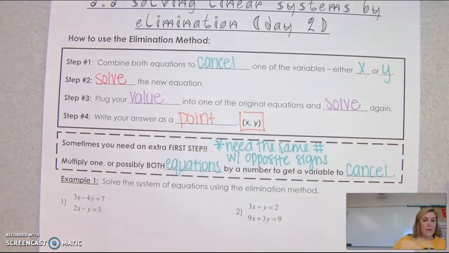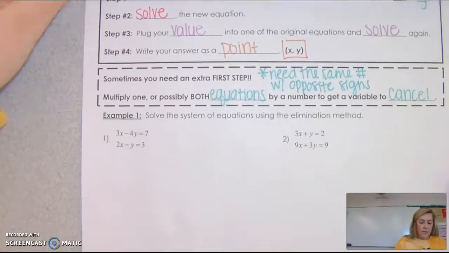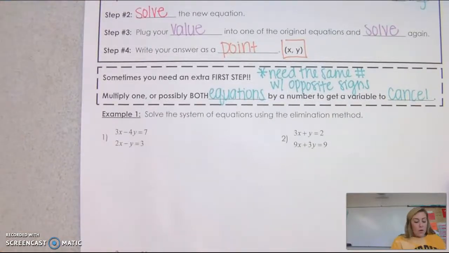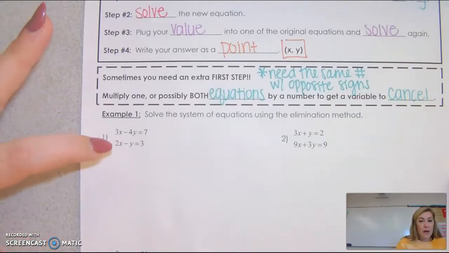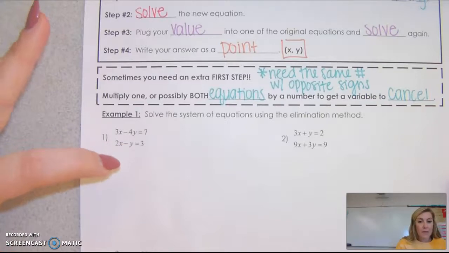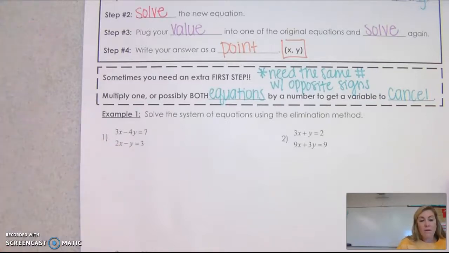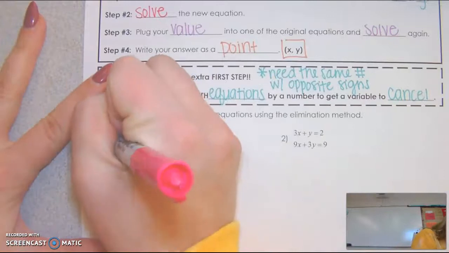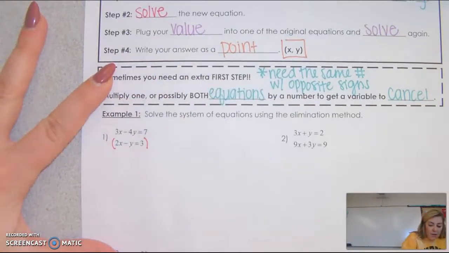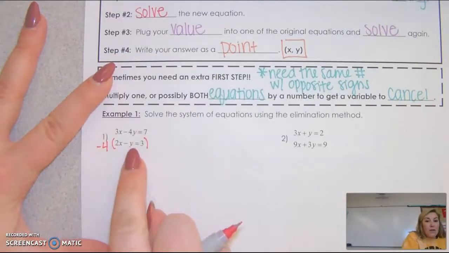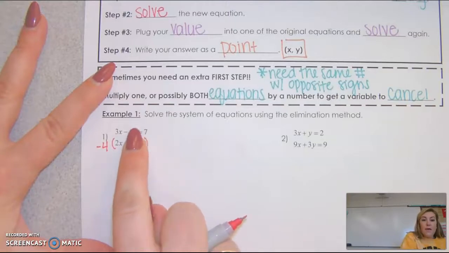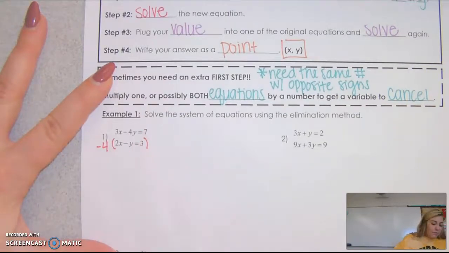Alrighty, so let's try some of these out. So number 1, if you look down here, let's look at the x values and the y values. So we have a 3 and a 2 for the x, and a negative 4 and a negative 1 for the y's. So if I'm looking at these two, it looks like that the y's are going to be easier to cancel. So what I'm going to do is multiply this entire equation by negative 4. If I do that, I know that this is going to get me a positive 4y, and then my y's will be able to cancel.